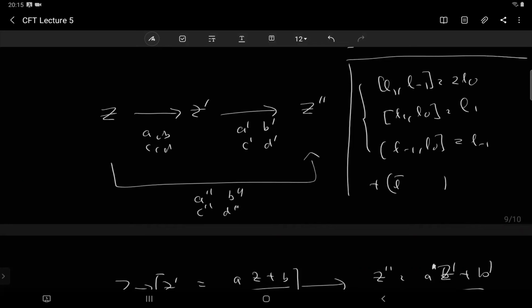Sorry, SO(3, 1) means 3 space and 1 time. 3 space and 1 time.